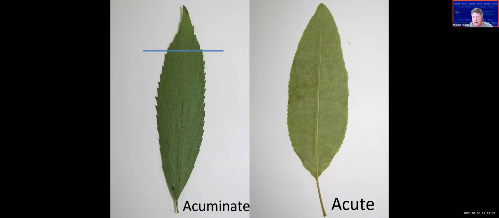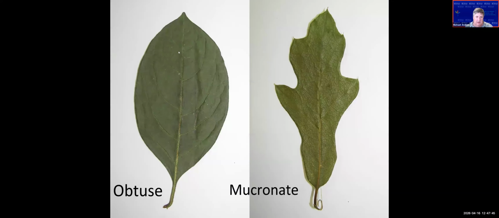And then this one here is sort of like, think back to geometry. It's an acute angle, less than 90 degrees. So it's not a sharp point, but it's an acute angle, so that's an acute apex. This one is more obtuse. It's not a perfect example here, but it's greater than 90 degrees, so it's an obtuse apex.